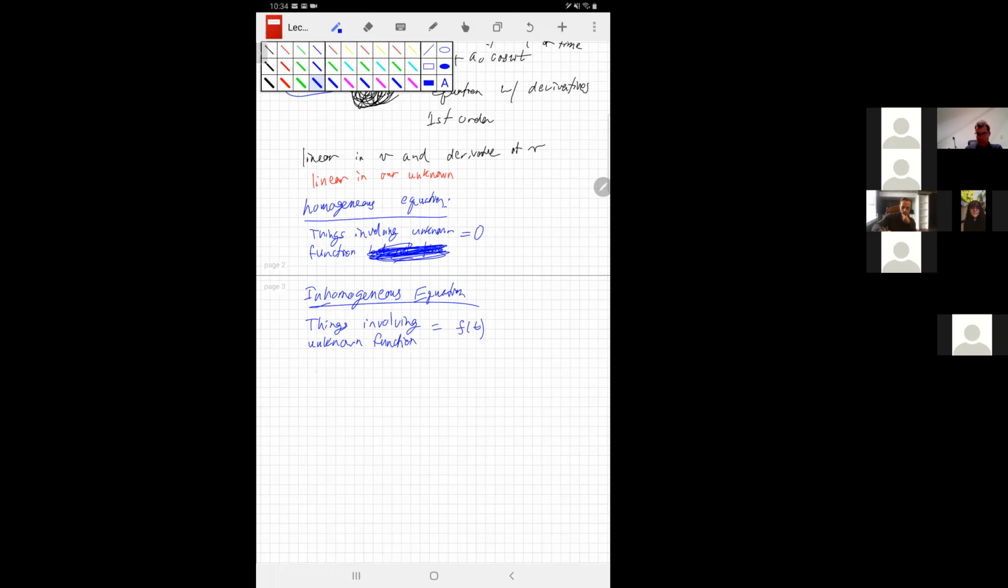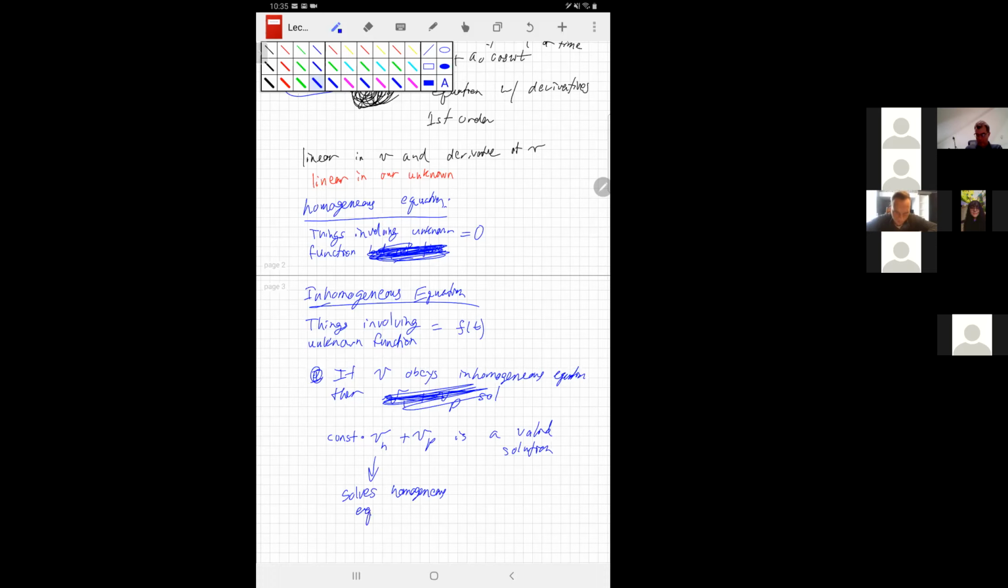But the interesting thing about an inhomogeneous equation is that if V obeys an inhomogeneous equation, then, I'll write it this way, a constant times VH plus VP is a valid solution, where VH is the solution to the homogeneous equation. And this is called the particular solution.